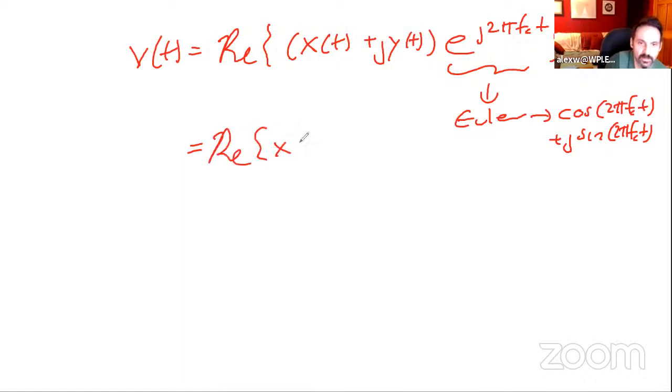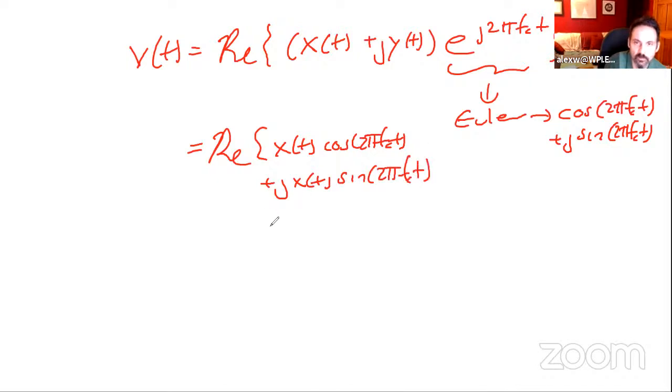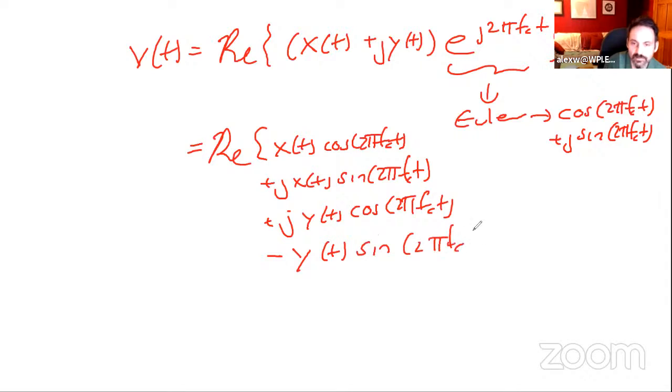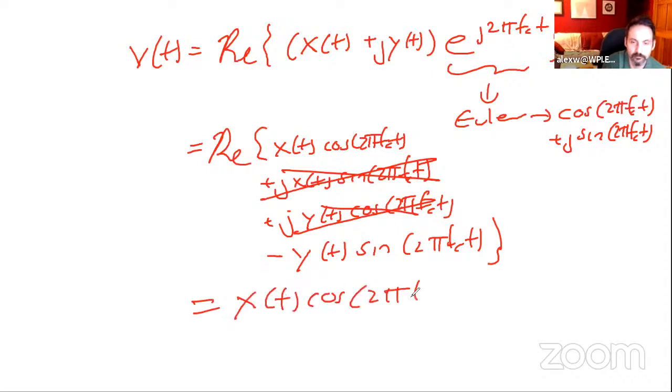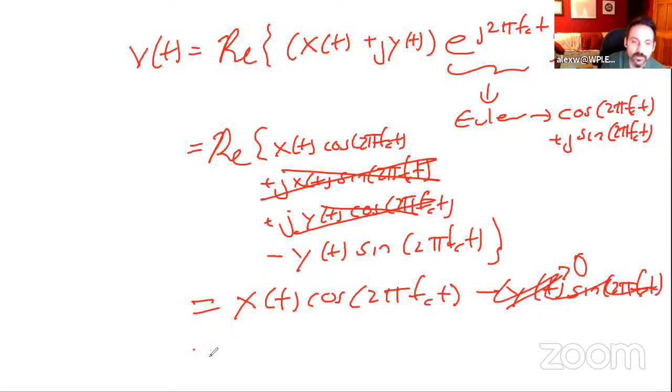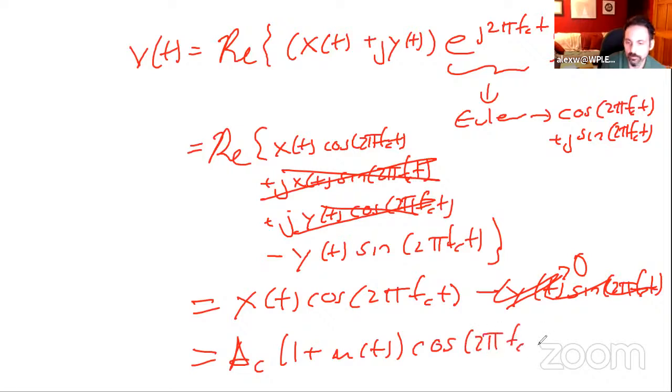This decomposes into x(t) cosine 2 pi f_c t, plus j x(t) sine 2 pi f_c t, then plus j y(t) cosine 2 pi f_c t, and then minus y(t) sine 2 pi f_c t. All I'm doing is working it out. The real operator throws away the imaginary components inside the brackets, and since y is 0, that term goes away. So this is what we get at the end of the day.